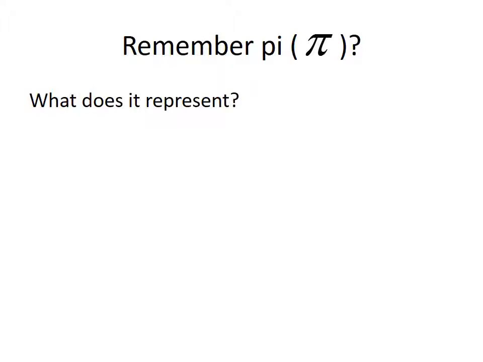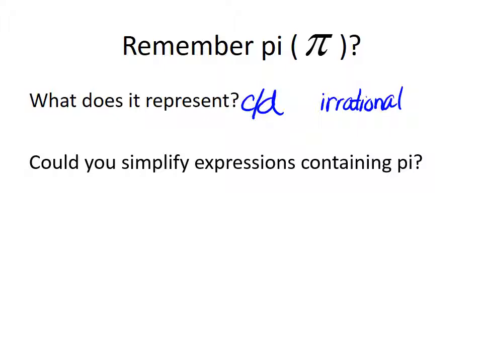Let's go back to when we first learned about pi. Remember, what does pi represent? It's circumference divided by diameter. We also talk about how it is an irrational number. It goes on forever. But even though the value is irrational, we can still simplify expressions that contain pi.